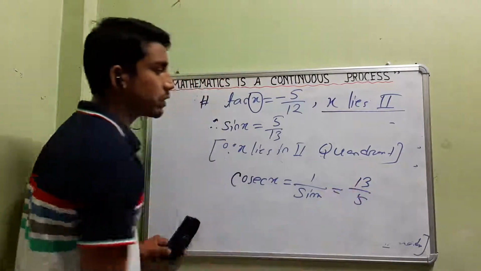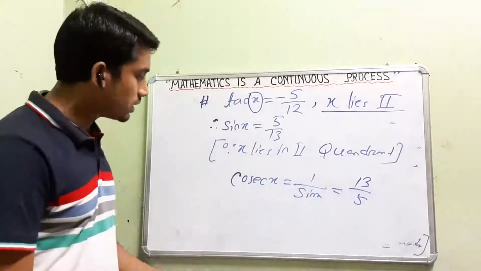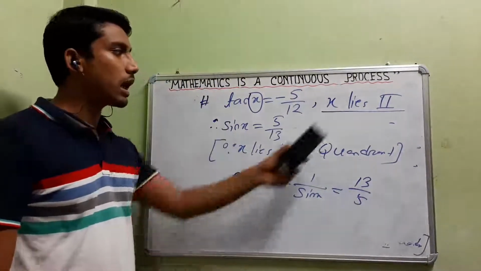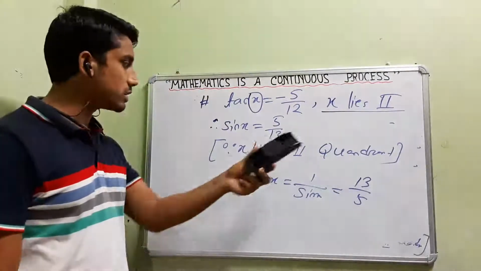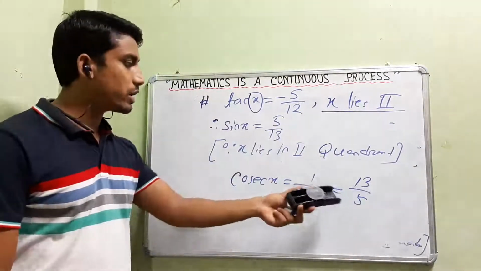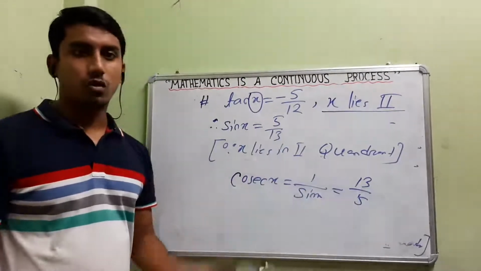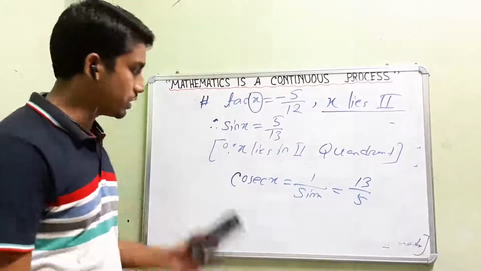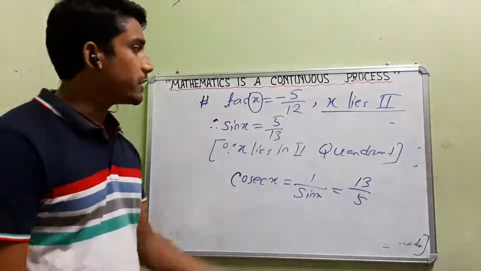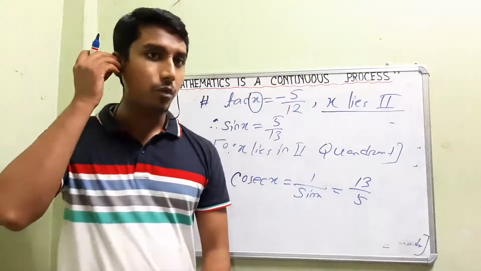You can see that this one also is coming positive only, because sin x and cosec x both are lying in the second quadrant, because that one is the house of sine and cosec. That's why only these two are coming positive. All other things will be negative. Already we have seen.